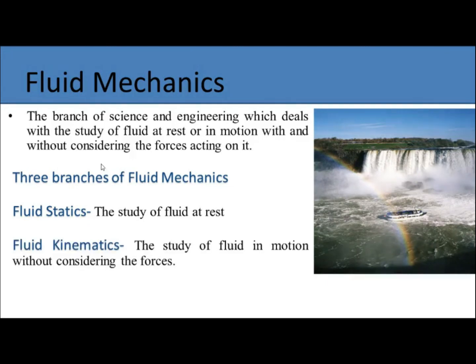And second is fluid kinematics. Kinematics is the study of fluid in motion without considering the forces acting on it. Fluid statics we are going to learn in unit number 2, and fluid kinematics, with all its laws, in unit number 3.